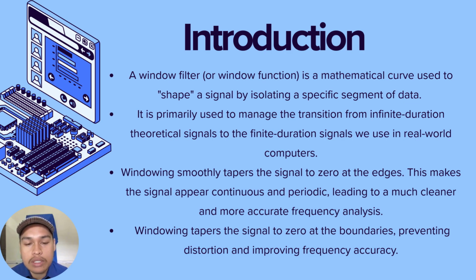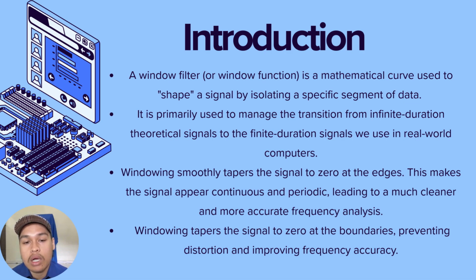It's like trying to listen to a song, but someone is constantly clicking a mute button on and off. So that clicking sound will distort the actual music you are trying to hear. Instead of a hard cut, we use a window that smoothly tapers the signal to zero at the edge. So by gradually fading the signal in and out at the boundaries, we make the data appear continuous and periodic. So this prevents the distortion that I mentioned earlier. So it cleans up the data and allows for a much more accurate frequency analysis.